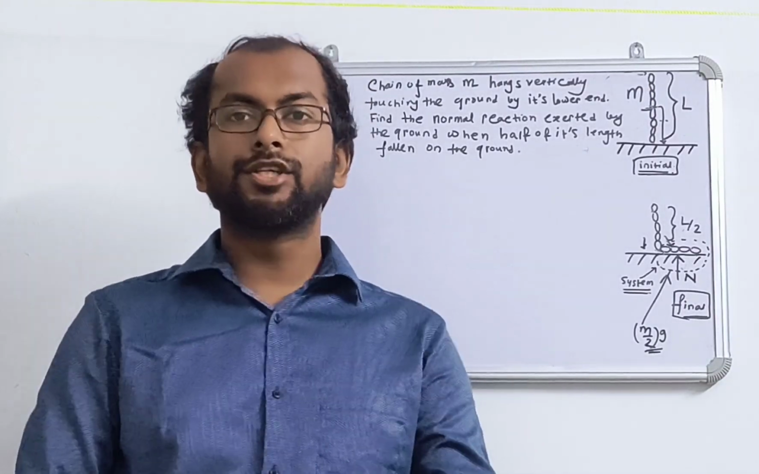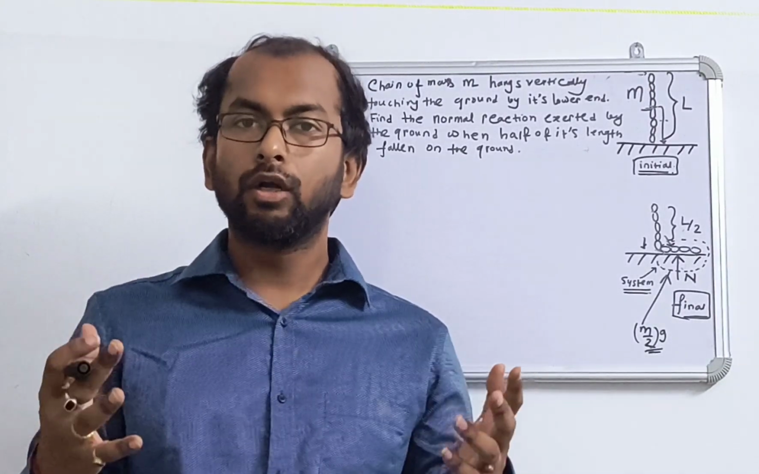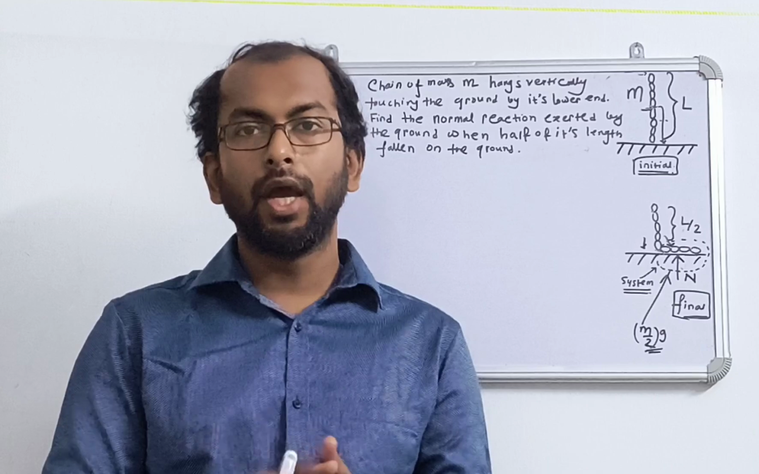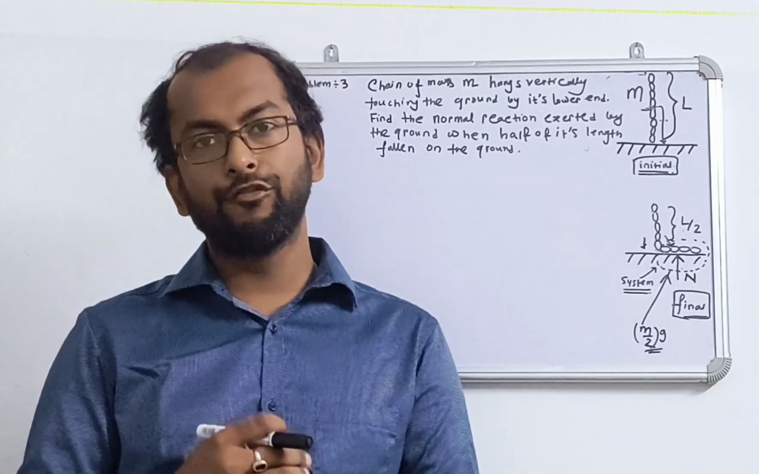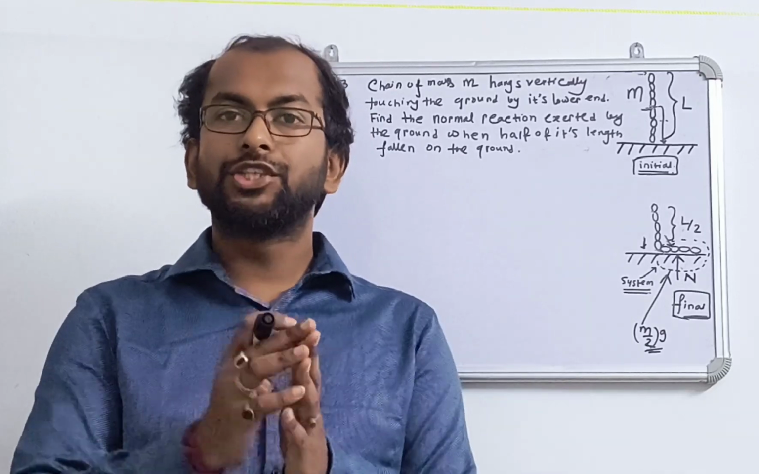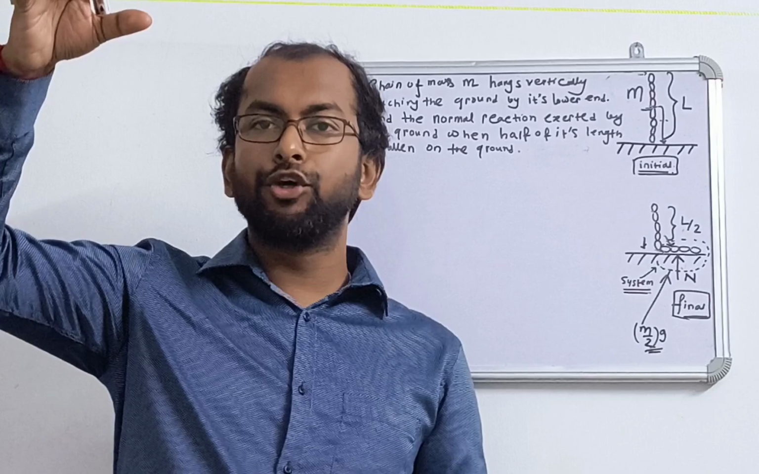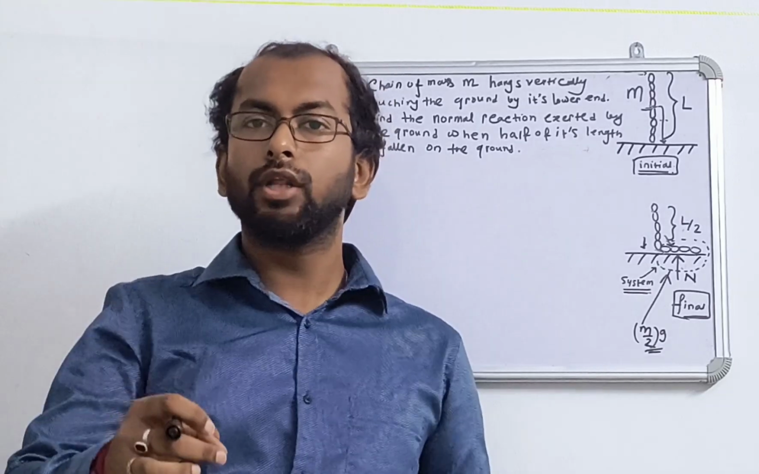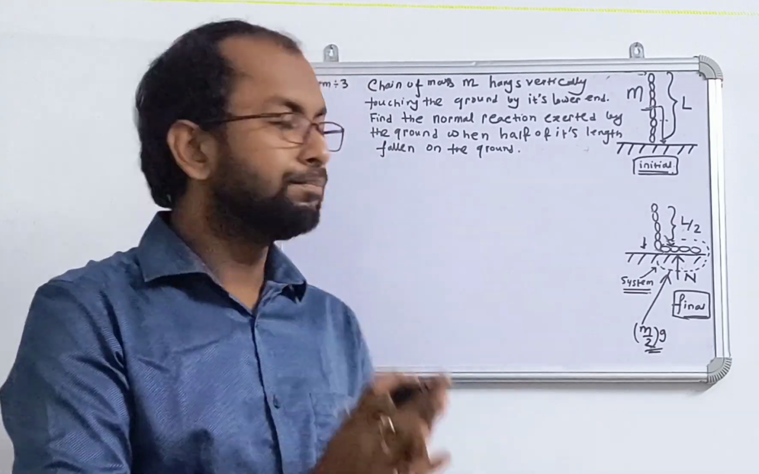Hello everyone, this is lecture number 5 of the topic of variable mass system, and today also we will discuss one problem of variable mass where a chain will be released from the vertical position and it will be continuously falling on the ground. Let's see what is the problem.